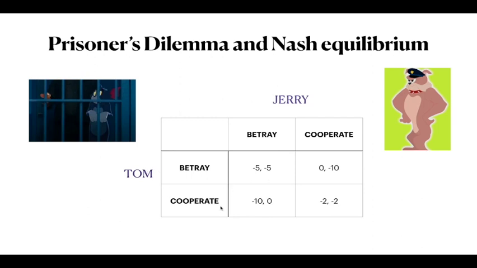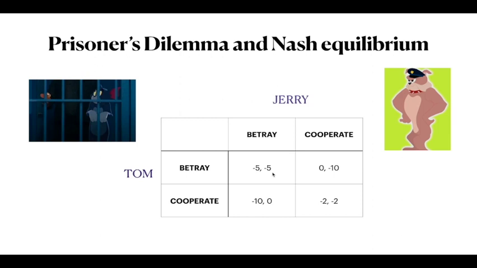If Tom ends up cooperating, that is, if Tom ends up staying silent and Jerry betrays, so Jerry gets to go scot free, while Tom gets 10 years in prison. The same goes for Jerry as well. If Jerry ends up staying silent and Tom betrays, so Tom gets to go free and Jerry gets 10 years in prison. And the last choice is the scenario in which both of them end up snitching on the other. So in that case, they get 5 years in prison each.